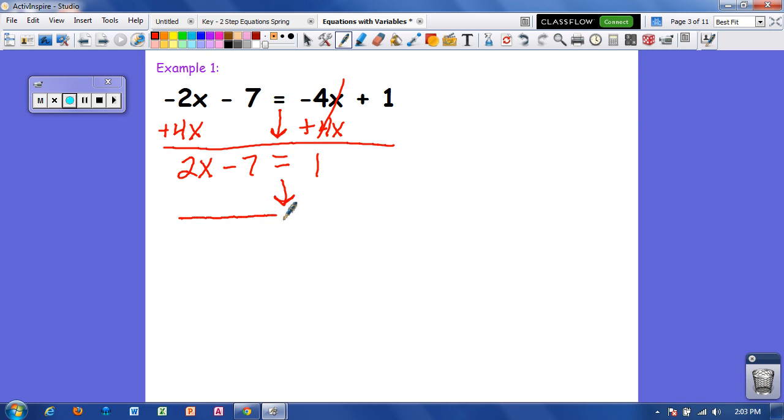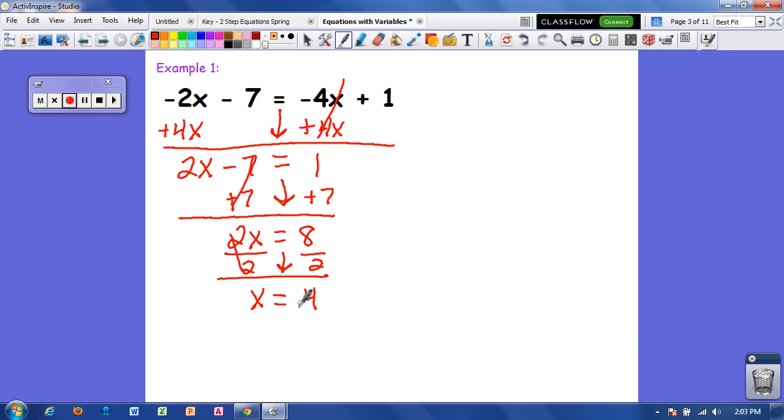Now we just have a normal two-step equation, so I want to isolate x. The first thing I'm going to get rid of is this minus 7. The inverse of that would be to add 7, so I'll do that to each side. So 2x equals 8. Now I want to get rid of the 2. The inverse of multiplying by 2 is to divide by 2. And 8 divided by 2 is 4. So x should equal 4.